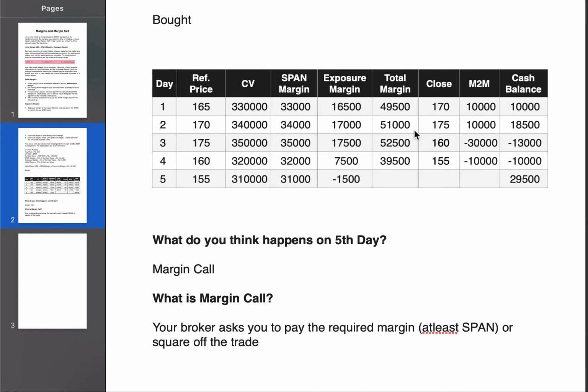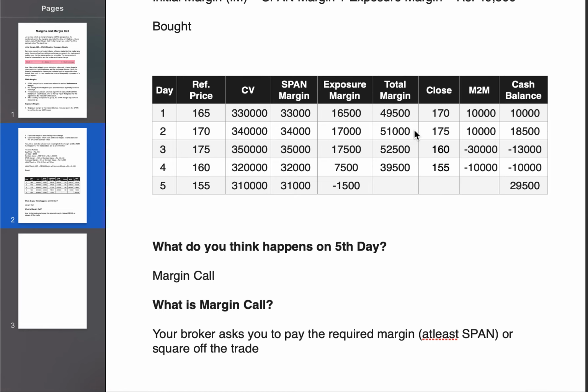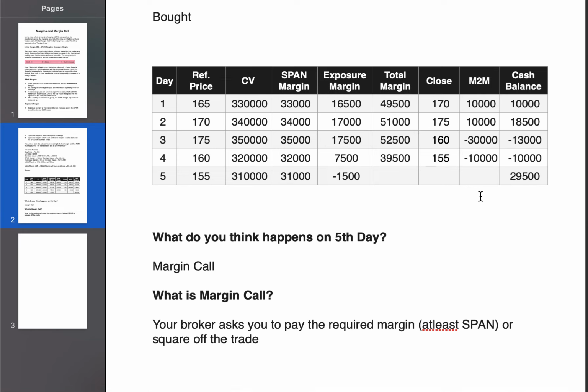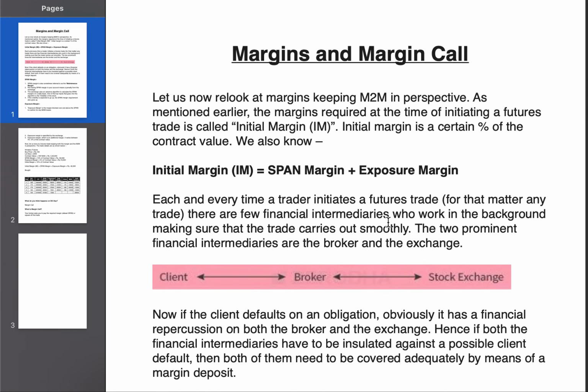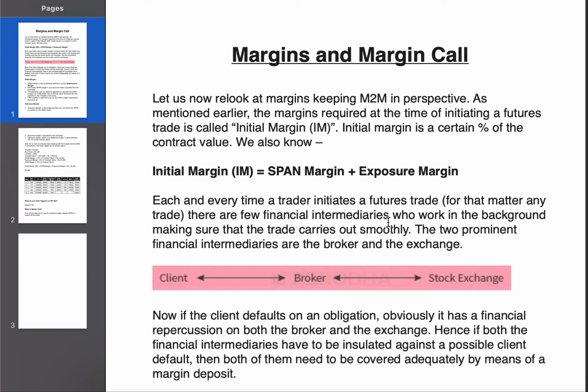So this is pretty much it about span margin and exposure margin. I know it can be a little hard. So if you don't understand it at once, revisit the part in which I explain this table and I'm sure you'll understand it. Alright guys, this is it for margins and margin call. We are pretty much done with margins.